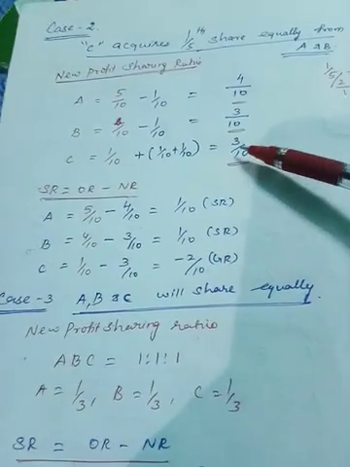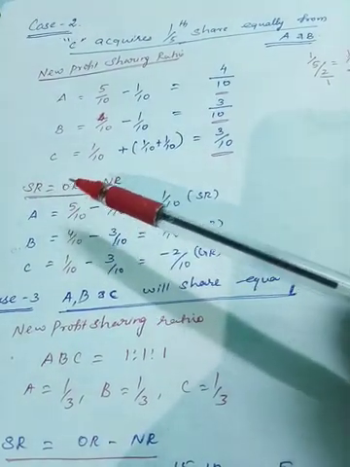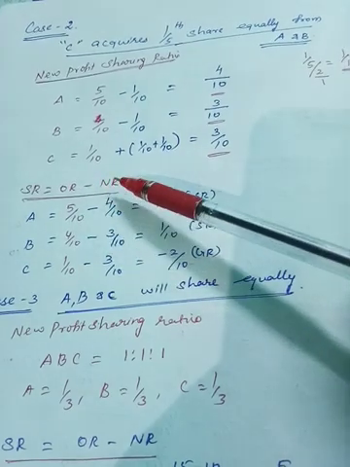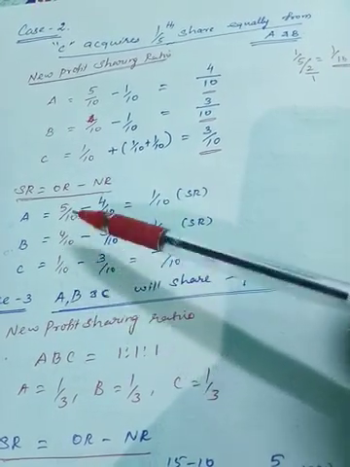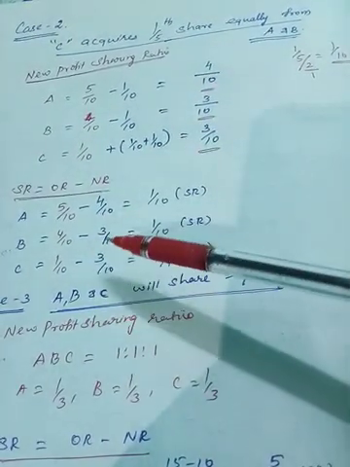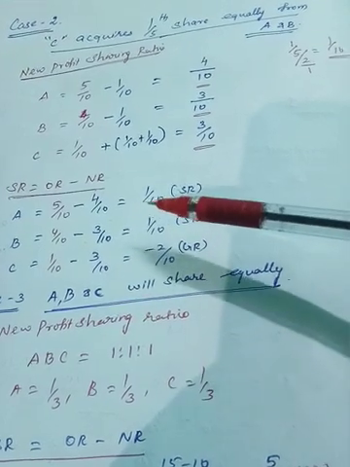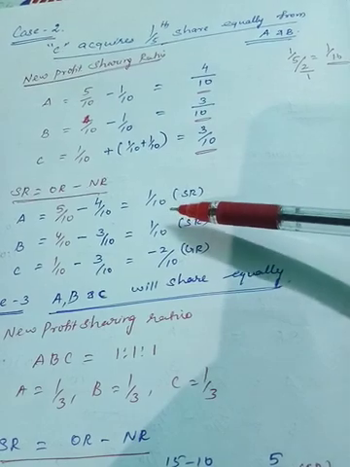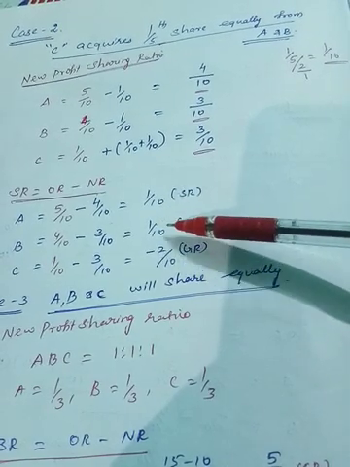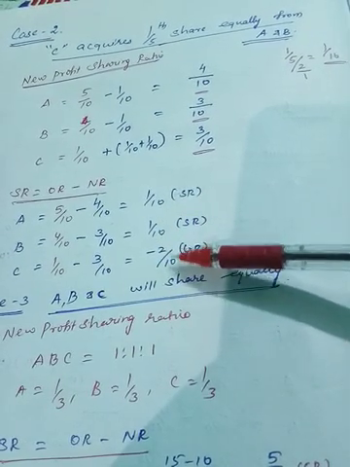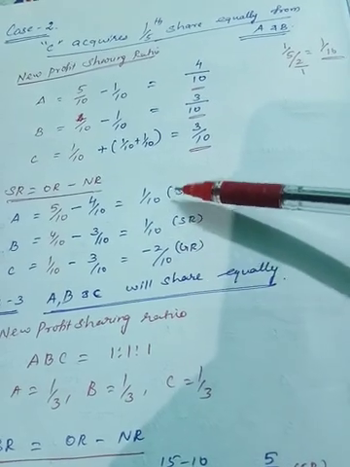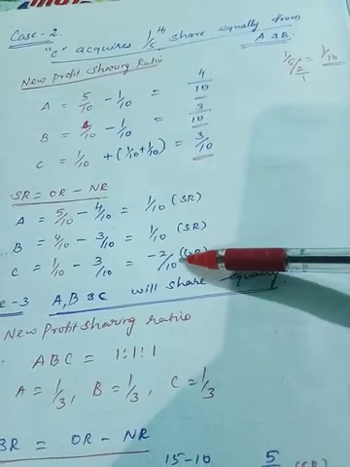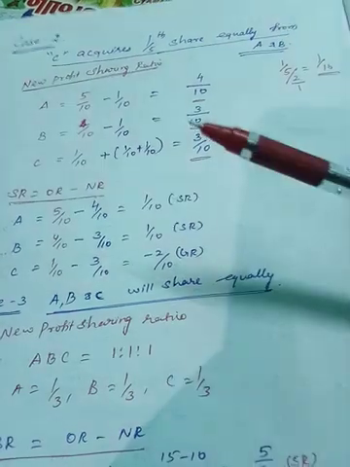Now you are going to find the sacrificing ratio. Sacrificing ratio equals old ratio minus new ratio. Old ratio you know very well. New ratio 4/10, 3/10, 3/10. Now the answer: A sacrifices 1/10, B sacrifices 1/10, C gains 2/10. So A and B sacrifice, and C has the gaining ratio.